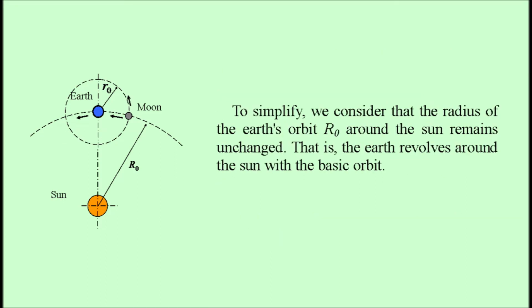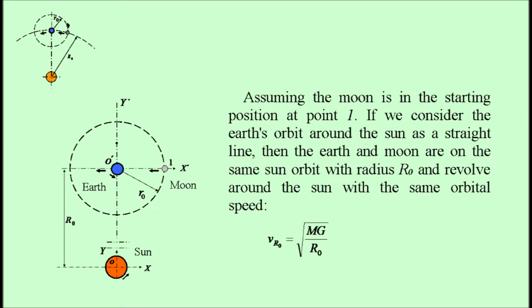To simplify, we consider that the radius of the Earth's orbit r0 around the Sun remains unchanged. That is, the Earth revolves around the Sun with the basic orbit. Assuming the Moon is in the starting position at point 1. If we consider the Earth's orbit around the Sun as a straight line, then the Earth and Moon are on the same Sun orbit with radius r0 and revolve around the Sun with the same orbital speed.